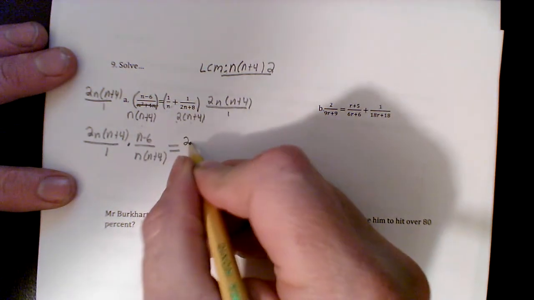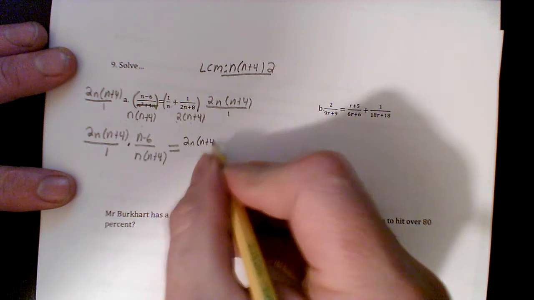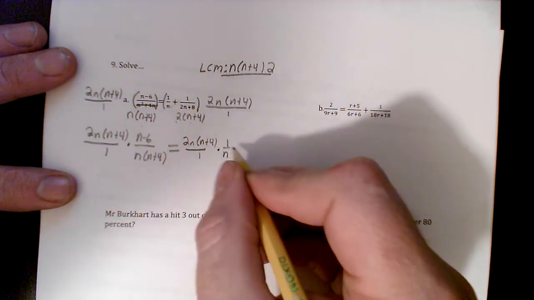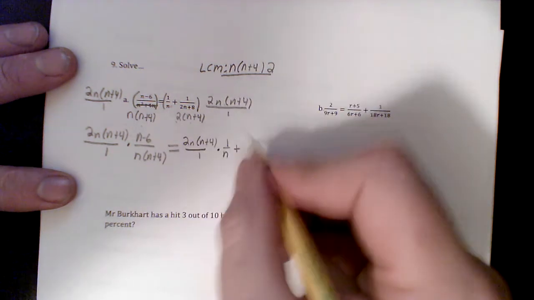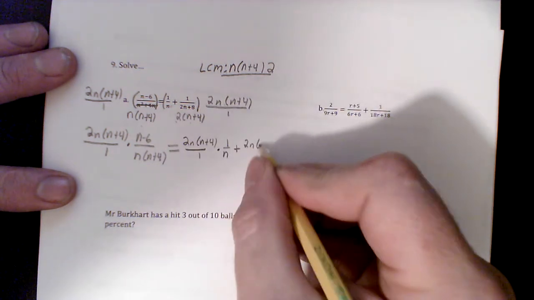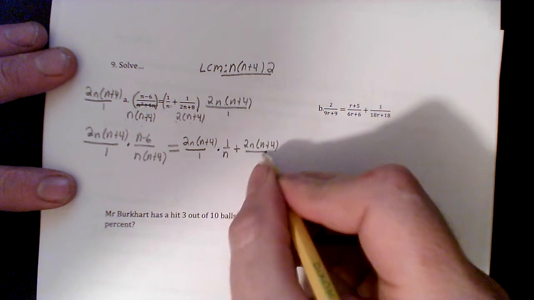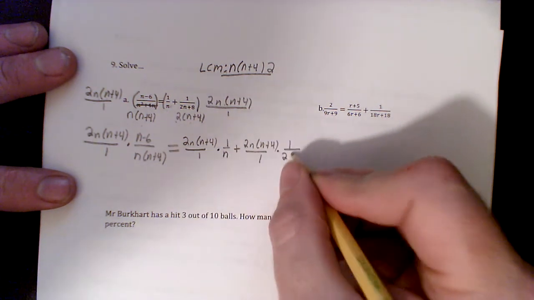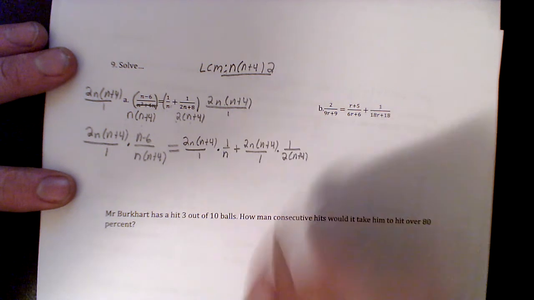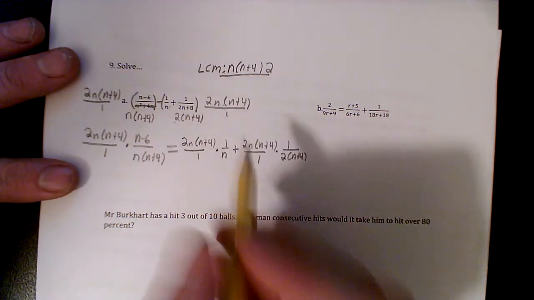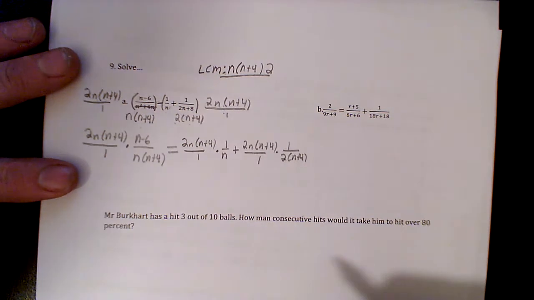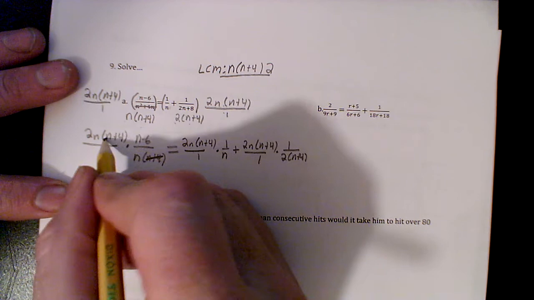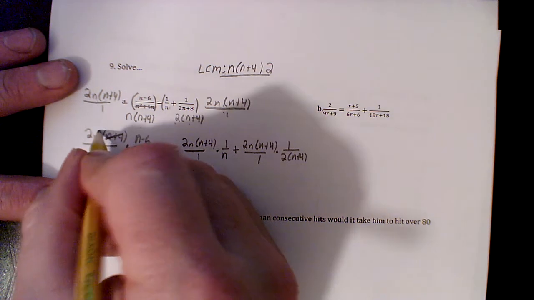So I've got 2n times n plus 4, we'll put it over 1 so we can kind of see the fraction comparison, over 1 over n. That's a plus sign, so plus, and let's multiply 2n and n plus 4 times this as well, which is 1 over 2 times n plus 4. I've used up a lot of space here, but we set it up, right? We distributed this into both terms. Alright, so here we go. I'm going to start canceling here. n plus 4's cancel, and this n cancels here and here.